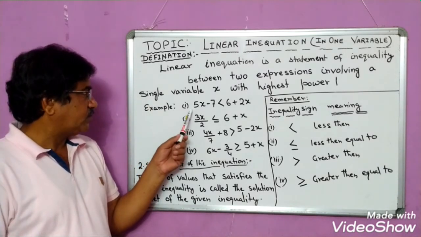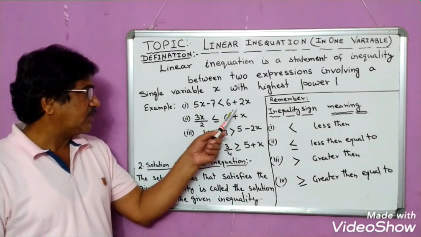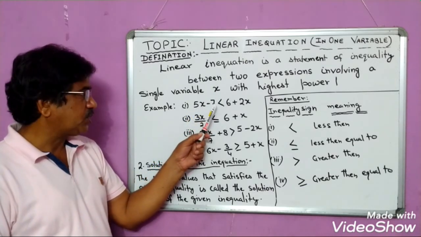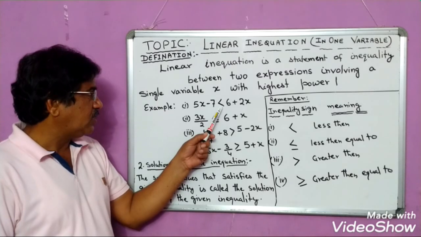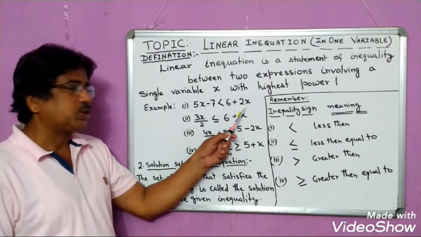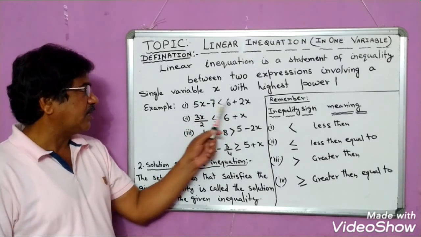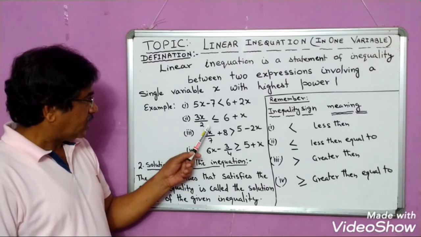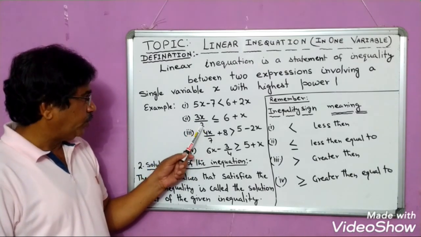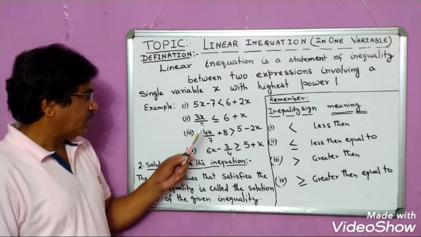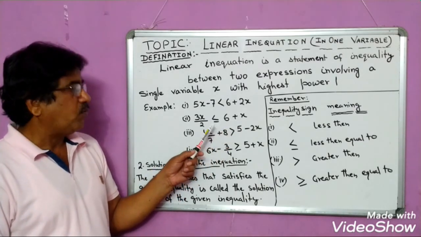In the first example, you see 2 expressions as per the definition. 5x minus 7 is one of the expressions, kept on the left side of the less than inequality sign, and the other expression is 6 plus 2x. These 2 expressions are connected by means of an inequality sign. Here also you see 3x by 2 is less than or equal to 6 plus x. So this is a linear inequation in one variable.